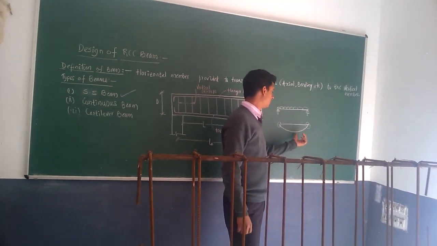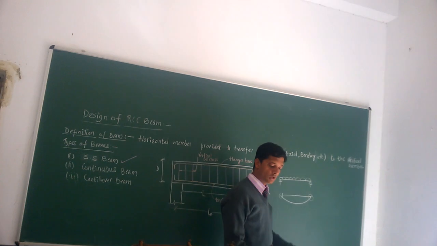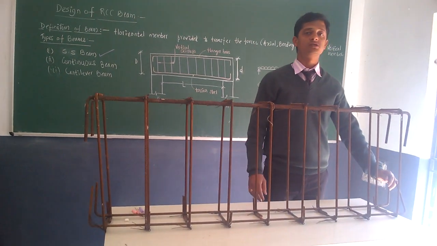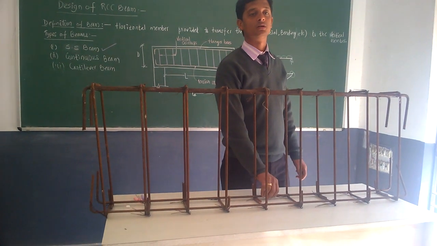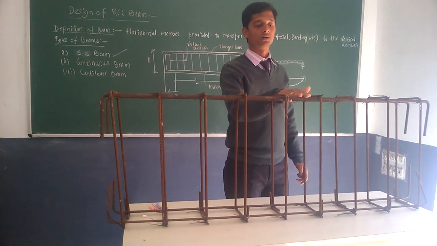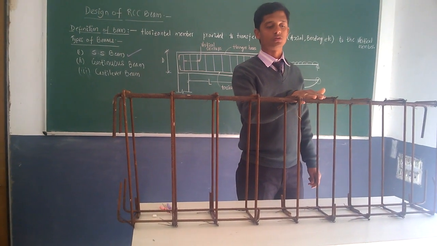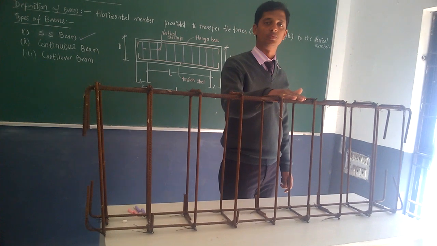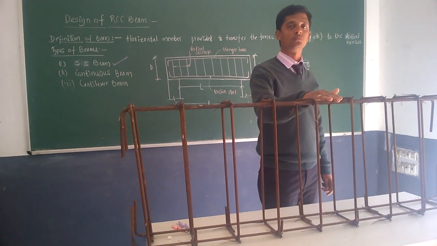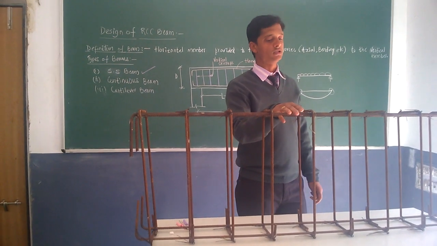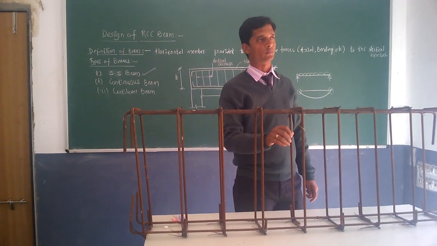So generally, in case of simply supported beam, the bottom steel we provide is to carry the tension force, and we provide bars at top also. These bars are known as hanger bars. In case of simply supported beam, the main purpose of the bars at the top is to hold up the stirrups in proper position.